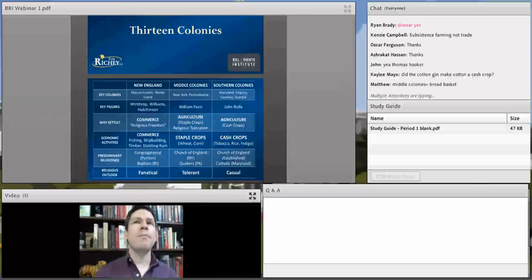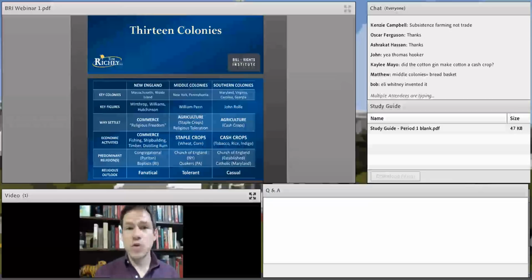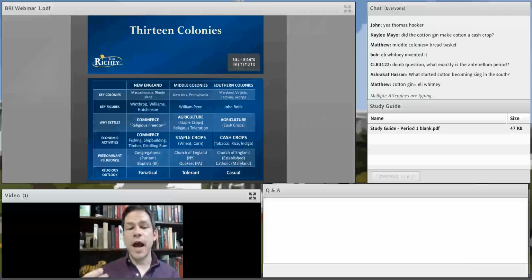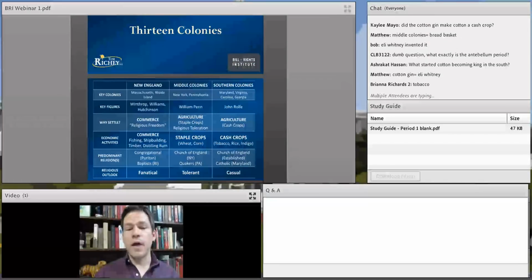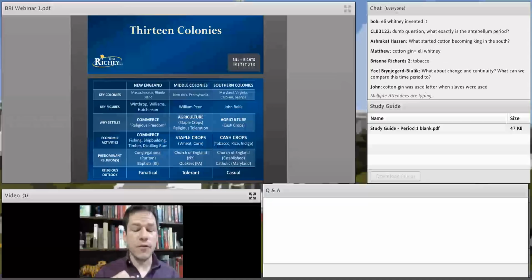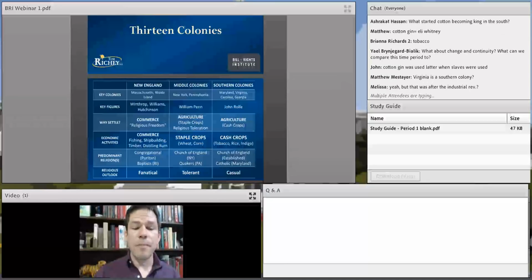So if you get a multiple choice question about cash crops in colonial America or the southern colonies, they might try to put a distractor on there that brings up cotton, and you need to know that cotton agriculture is not coming around until the antebellum period. The antebellum period is 1820 to 1860, the period between the Missouri Compromise and the Civil War. But yes, tobacco is your big colonial cash crop.